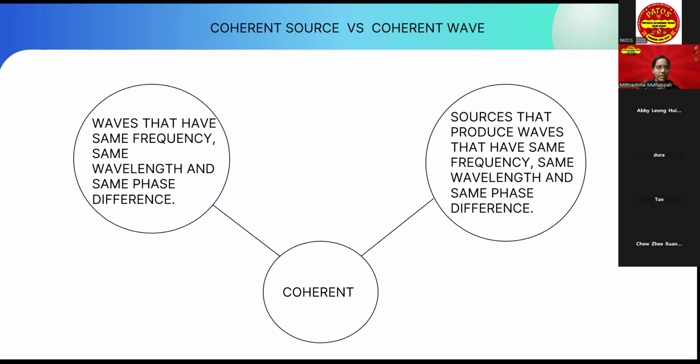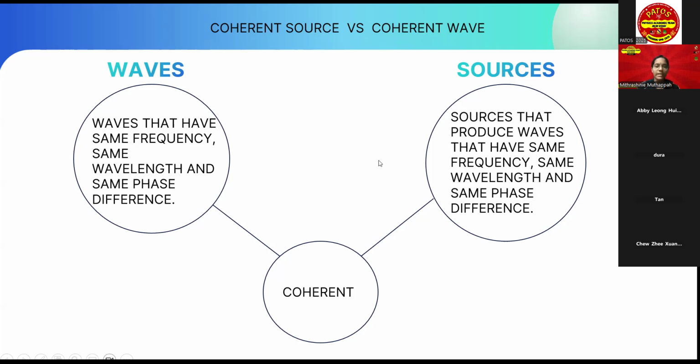Yes, it's correct. The first one, which we are looking at here, is the definition of coherent wave. So, what exactly are coherent waves? Coherent waves are waves that have same frequency, same wavelength, and same phase difference. Meanwhile, coherent sources means sources that produce waves which have same frequency, same wavelength, and same phase difference.